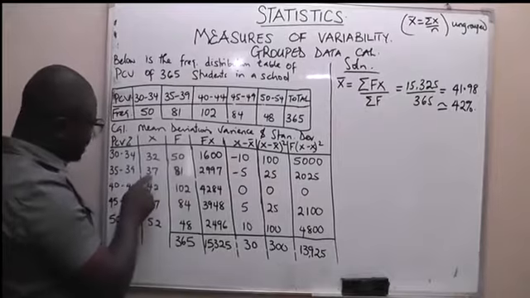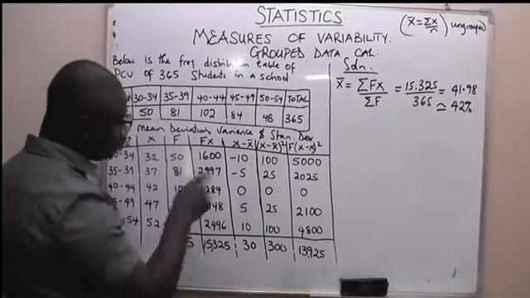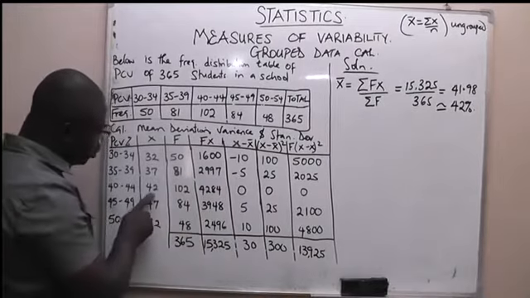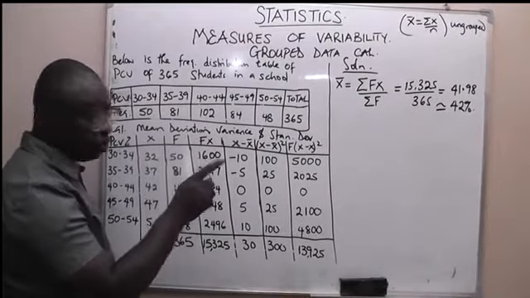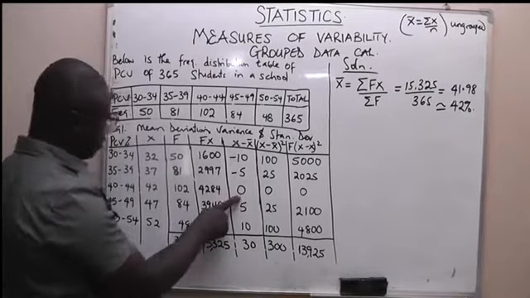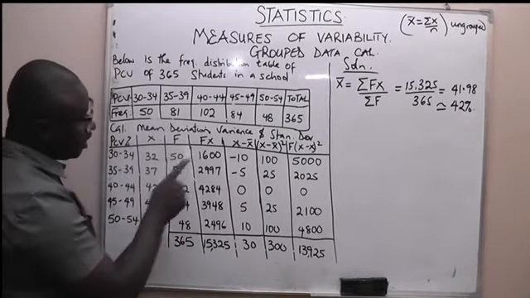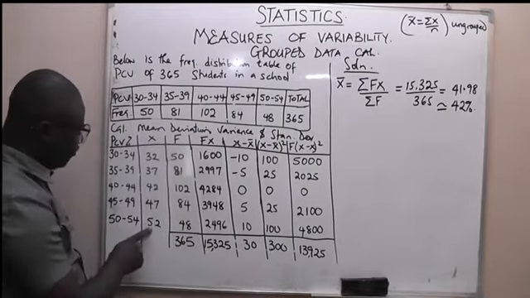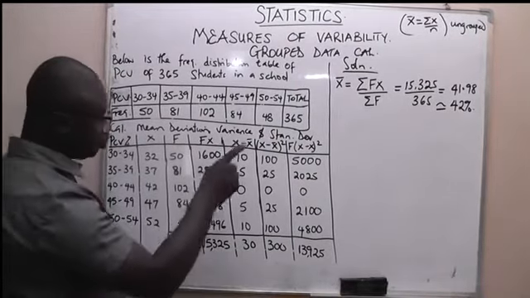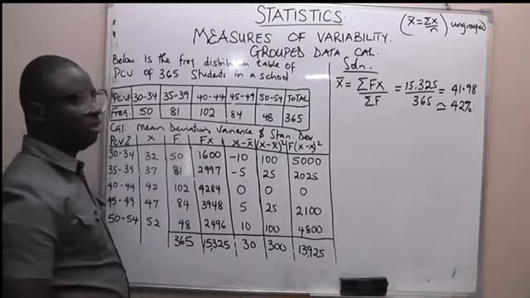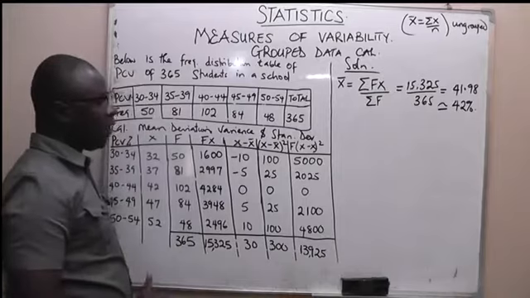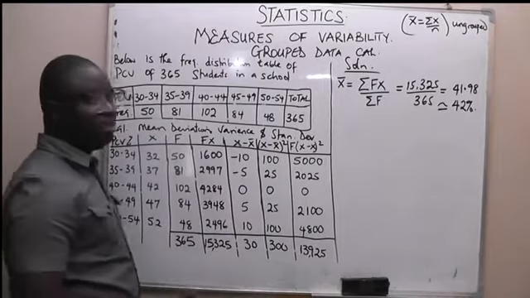Okay? Then 37 minus 42 will give you minus 5. Then 42 minus 42 will give you 0. Alright? Then 47 minus 42 will give you what? 5. And then 52 minus 42 will give you 10. Okay. Now, this is the column we are going to use to calculate mean deviation.